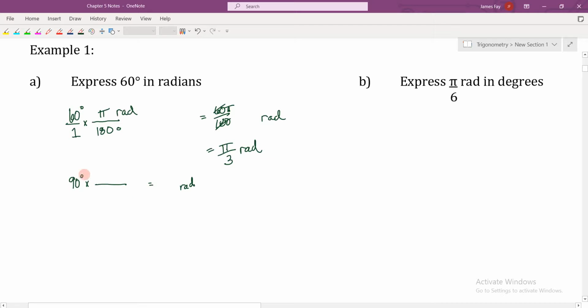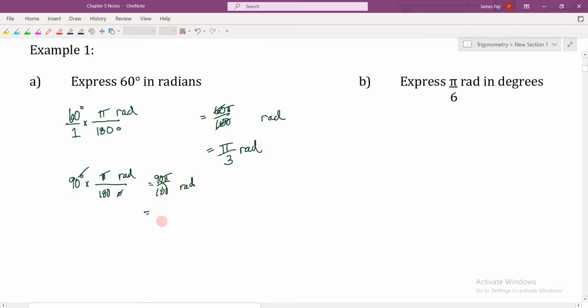Degrees is up top, so degrees has got to be in the bottom here. That means radians has got to be there. And we have pi over 180. So we multiply that together, gives me 90 pi over 180. The degrees have canceled, so that's why I don't have those units anymore.